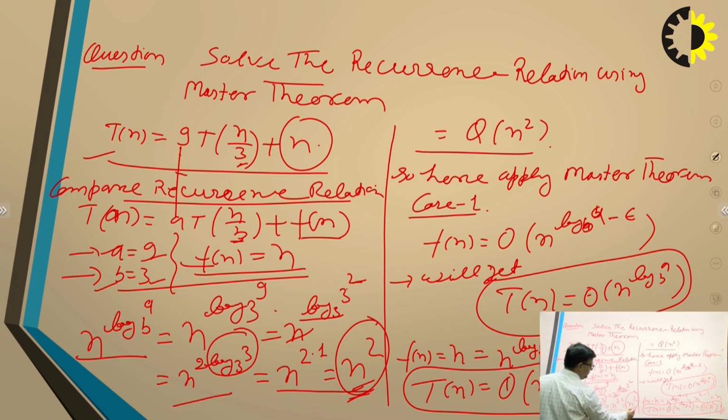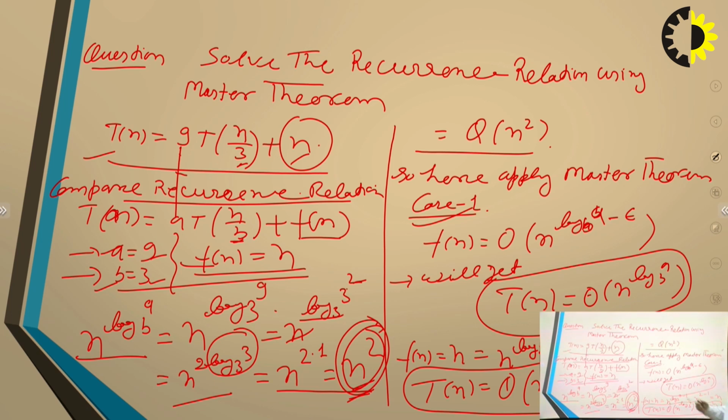Again we compare: here is n square and here is n. Means here n square is there and here n is there, so to make them equal, what do we have to do? We have to subtract 1 from this 2. Now whenever epsilon is subtracted in the theorem, whenever we are less by the epsilon, then we apply the case first.